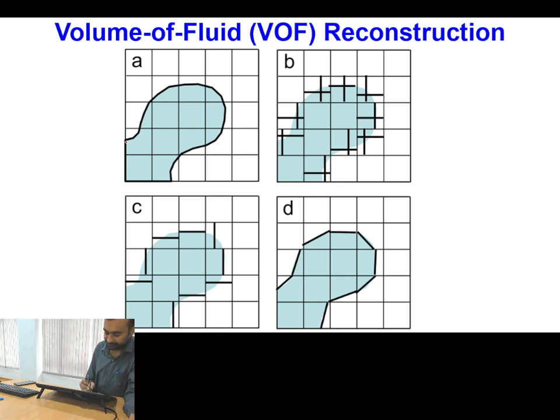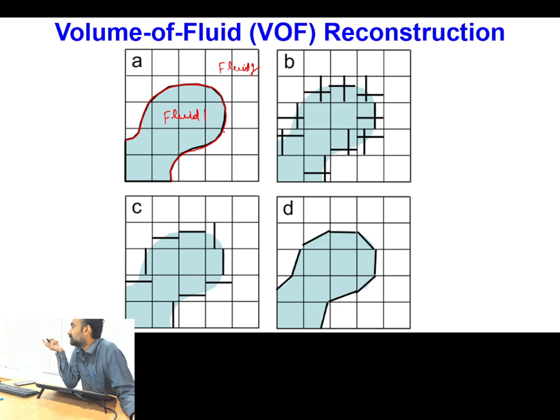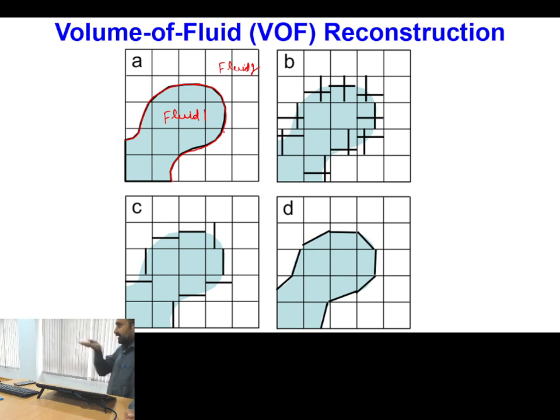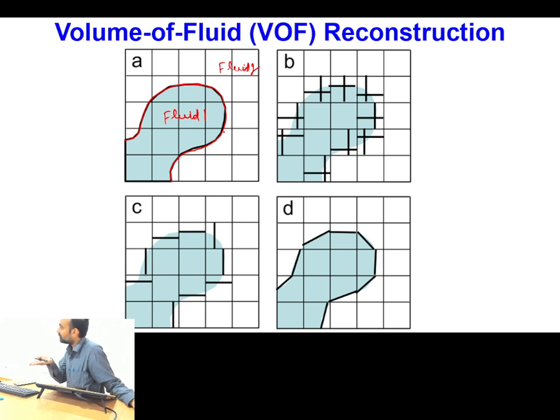So here you can see that this is your actual interface. Say this is your actual interface profile, and in this actual interface, this is my fluid 1, this is fluid 2. If you have to represent this using the scheme which we discussed in the previous case, I need to represent each partial volume fraction in terms of either lines which are parallel to the horizontal axis or lines which are parallel to the vertical axis.